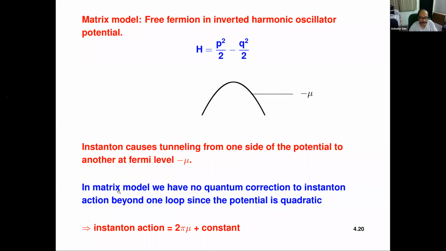In general, instantons are saddle points in the path integral, so in any quantum mechanics or any quantum field theory, once you have the saddle point, you have to start doing fluctuations around the saddle point, so that will in general renormalize the action of the instanton. But in the matrix model, because the Hamiltonian is quadratic, we'll have no quantum corrections to the instanton action beyond 1 loop. So the instanton action is really 2 pi mu plus a constant and no other corrections.